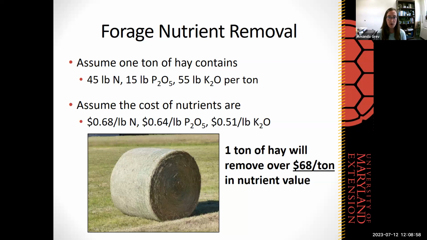And so if we're removing 1 ton of hay that contains those amounts of nutrients, and that's the cost of the nutrients, we can calculate a dollar value per ton in nutrient value that we're removing with that hay. Based on these numbers, we come out to around $68 per ton in nutrient value that we're basically removing off that field with that hay crop. So what does this mean? It means that we need to prioritize nutrients and prioritize maintaining that nutrient cycle for our hay fields, especially because we're removing a lot of those nutrients with every cutting or every harvest that we take off. And of course, we are removing some in a pasture as well, but to a much lesser extent.